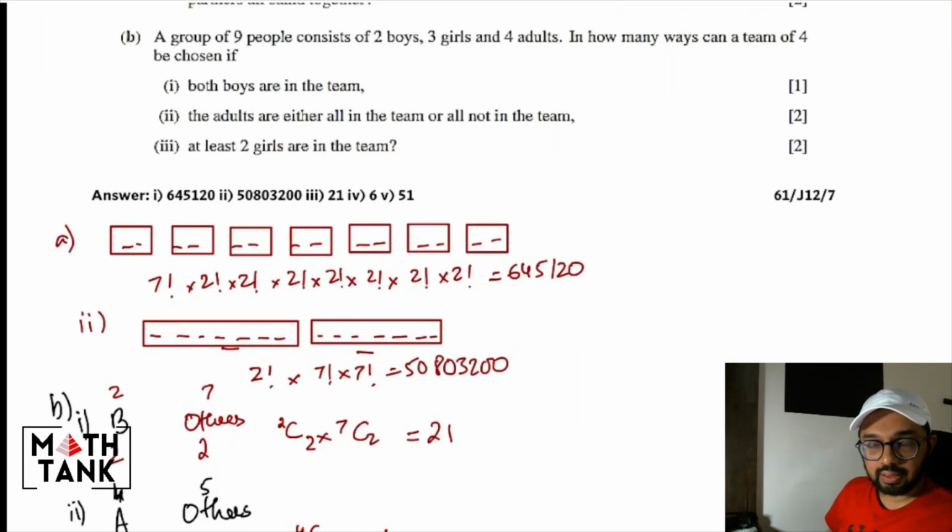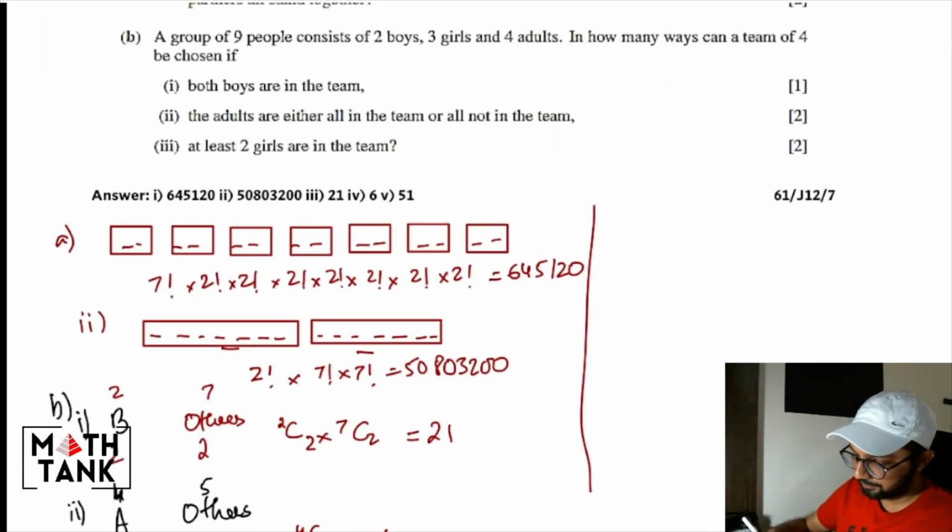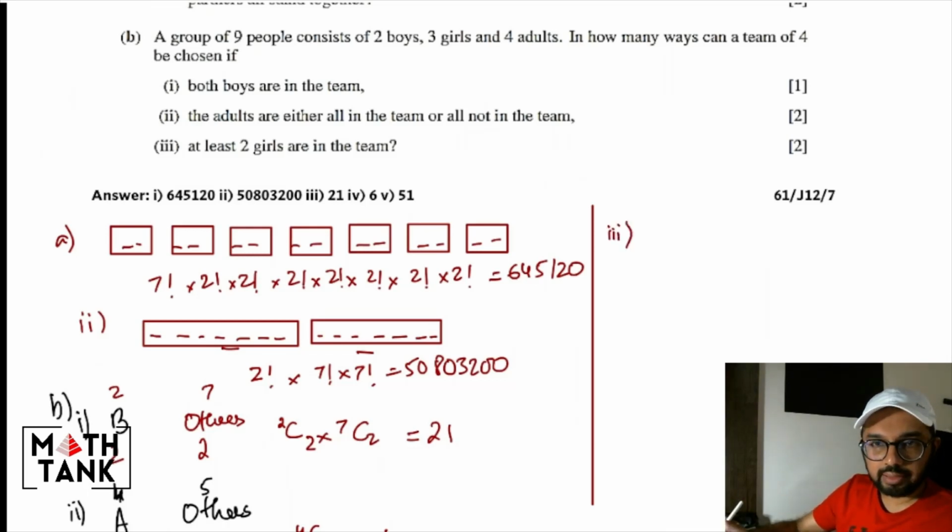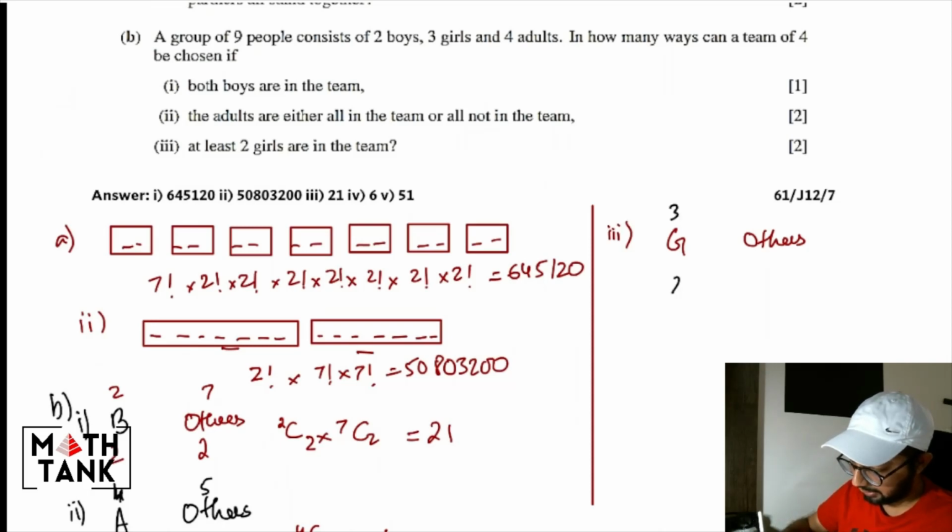Then it says part 3. At least 2 girls are in the team. So at least 2 girls. So I'm just now counting the girls and the others. Out of 3 I need 2. The others are in this case 6. So 2 girls, then 2 others, then 3 girls and 1 other. There can be no other case.